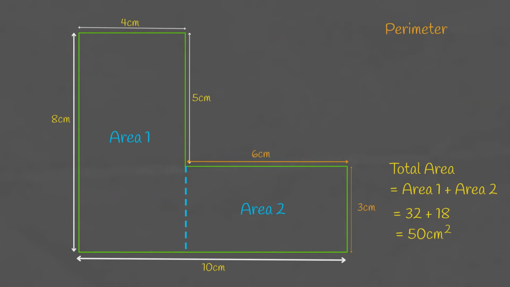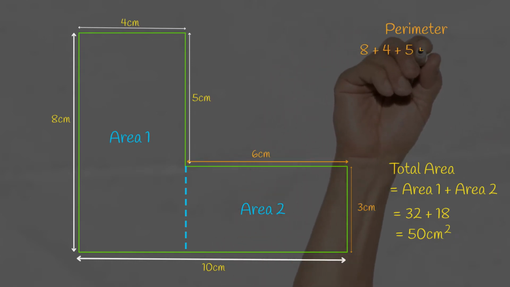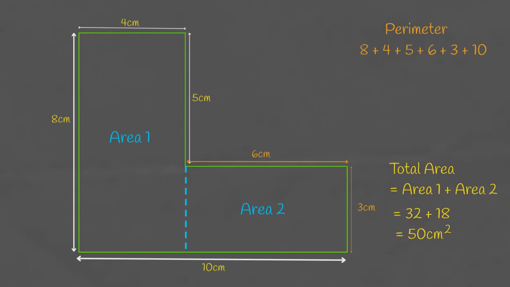Now to work out the perimeter of the shape, you cannot add the perimeter of both rectangles together. The easiest way to do this is just to add up all the sides together. So for this shape, it would be 8 plus 4 plus 5 plus 6 plus 3 plus 10. So the perimeter is 36 centimetres.